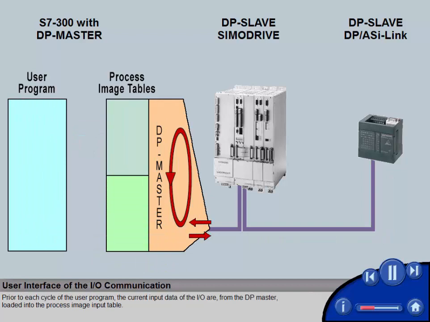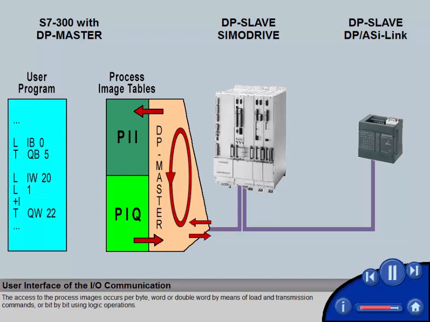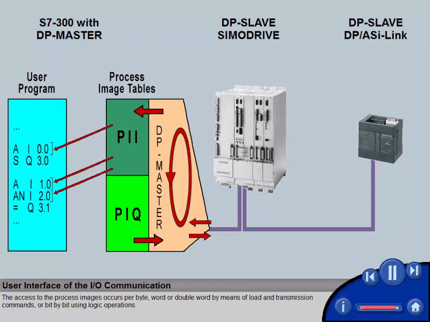Prior to each cycle of the user program, the current input data of the I/O are, from the DP master, loaded into the process image input table. After processing the input data, the results are written into the process image output table. From there, the output data are, after each user program cycle, transferred to the DP master. The access to the process images occurs per byte, word or double word by means of load and transmission commands, or bit by bit using logic operations.